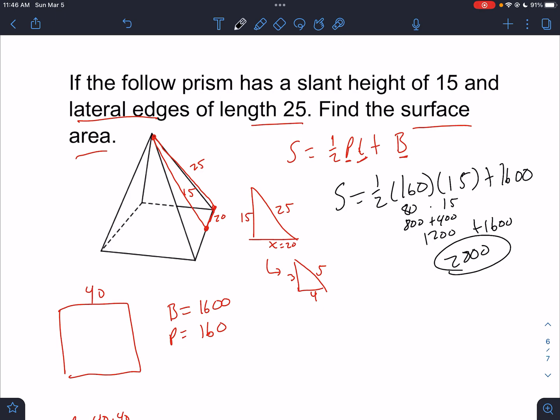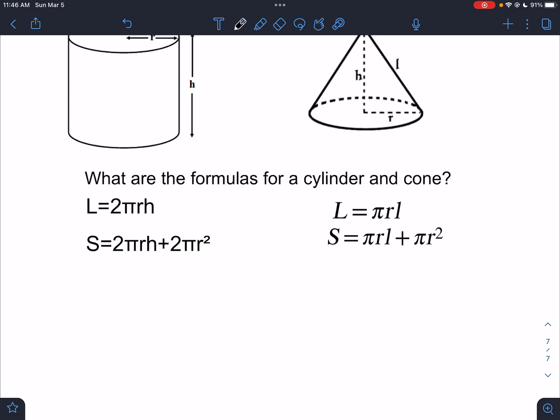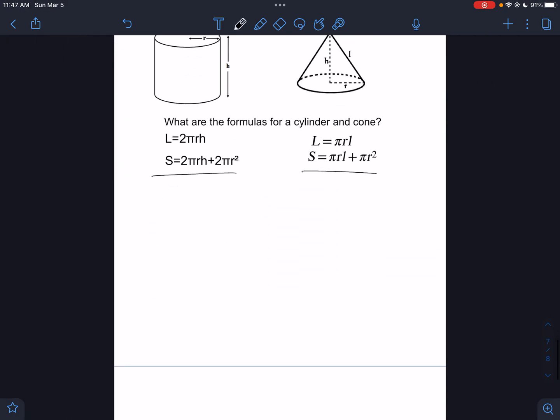So that would be the surface area. If they ask you for the lateral area, it would just be 1200. They didn't say find the lateral area, but if they did, it would just be the 1/2 PL. This is the lateral portion of the formula. And then what are the formulas for a cylinder and cone? I've already talked about both of those. Oh, they didn't give us an example problem.